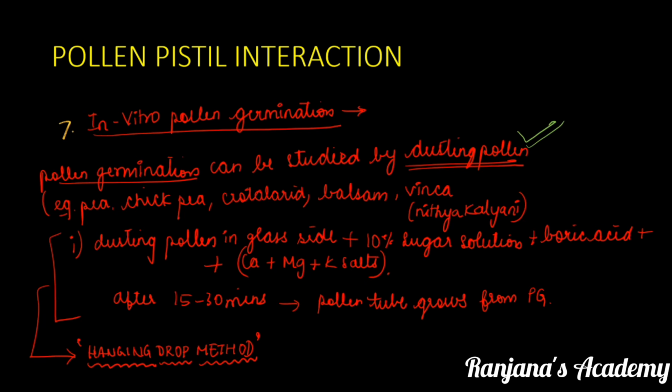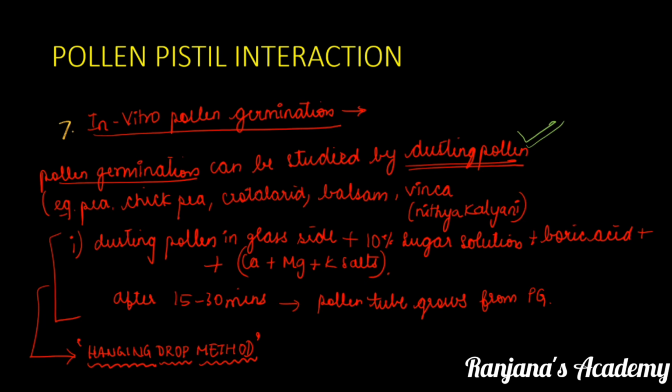Dusting pollens on a glass slide with 10% sugar solution and boric acid with calcium, magnesium and potassium salts. Any of these salts, you're going to take in ratios, put it on a slide and leave it. After 15 to 30 minutes, you can see the growth of the pollen tube. You know that a pollen tube can be grown with the chemical dialogues which take place between the pollen and the pistil.